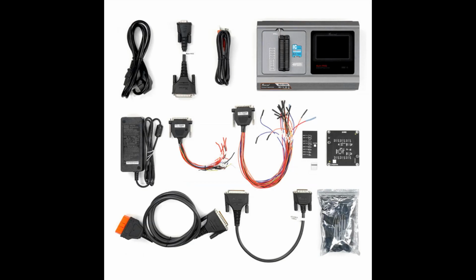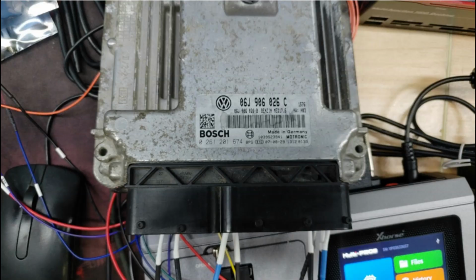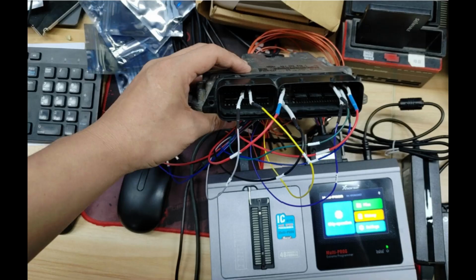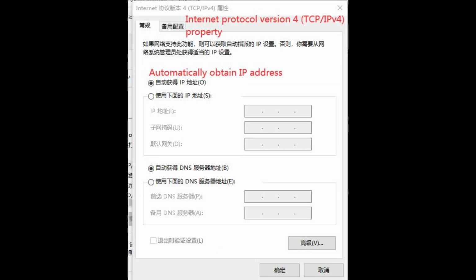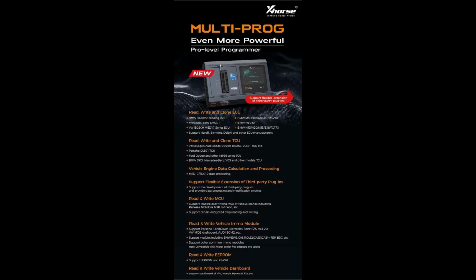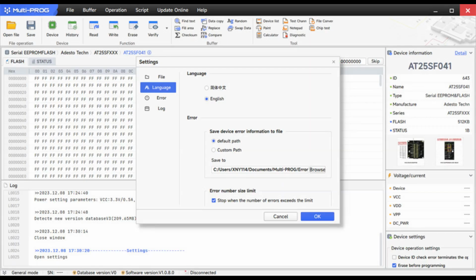6. Read and write vehicle IMMO module. Support Porsche, Land Rover, Mercedes-Benz EZS, Volvo, VW MQB dashboard, Audi BCM2, etc. Support modules including BMW EWS, CAS1/CAS2/CAS3/CAS4+, FEM-BDC, etc. Compatible with Xhorse solder-free adapters and cables.